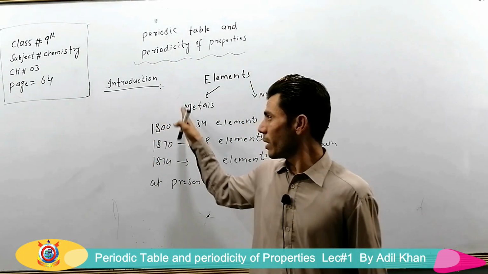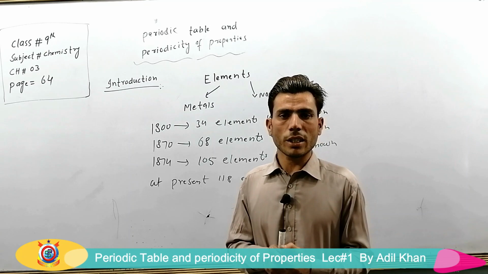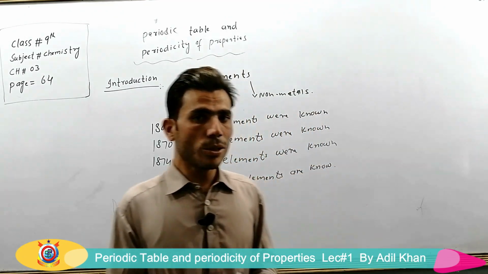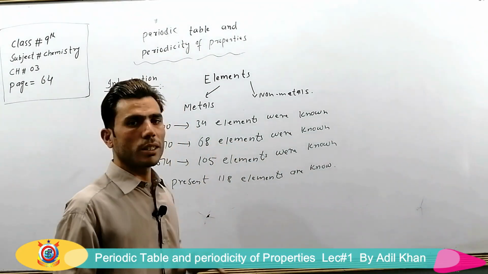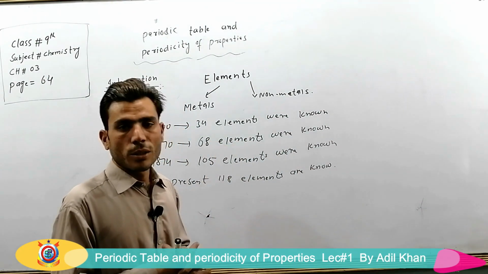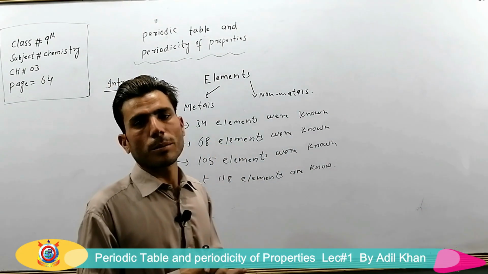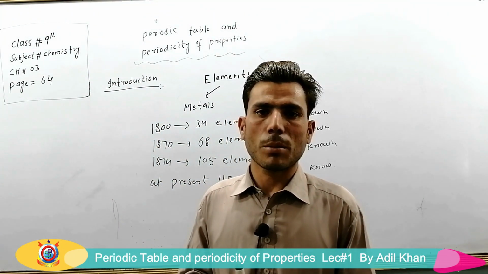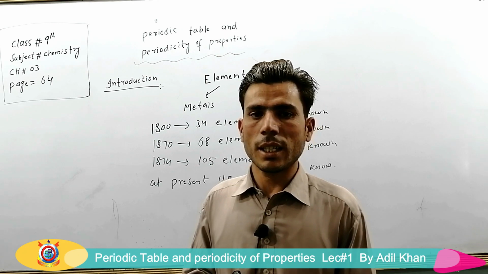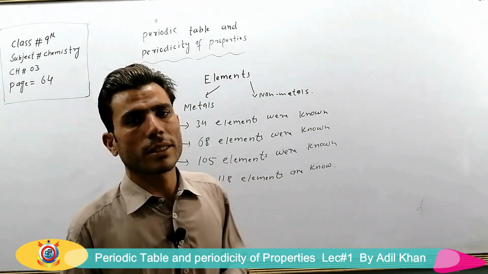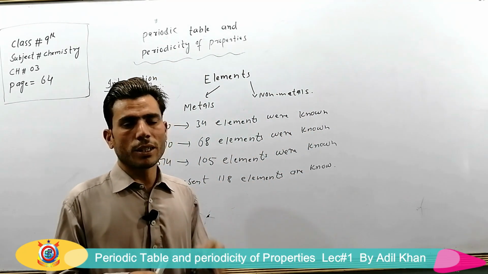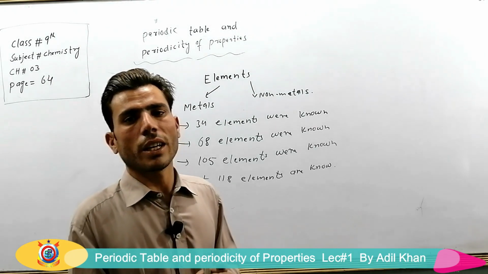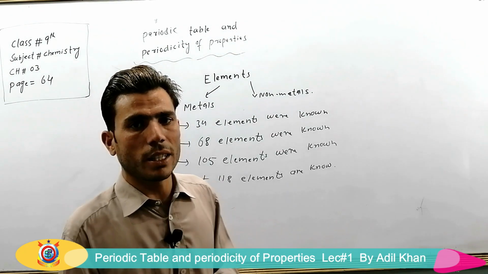Initially elements were limited and it was easy to study these elements individually, but when the number of elements increased, it became difficult. So it was felt that elements must be arranged properly so that one can get more information with little effort. Different scientists in different ages attempted to classify the elements.